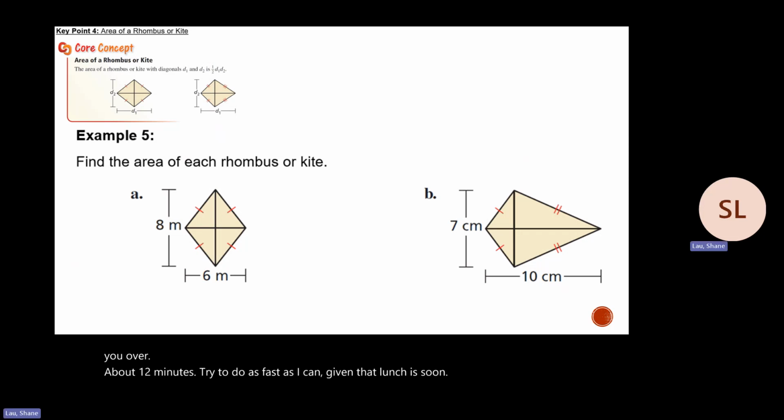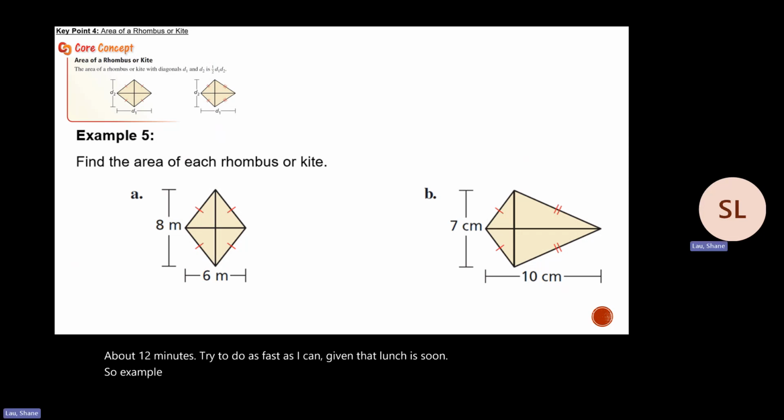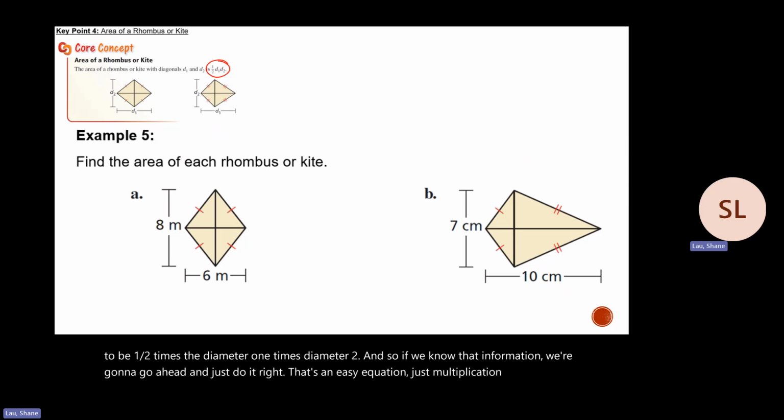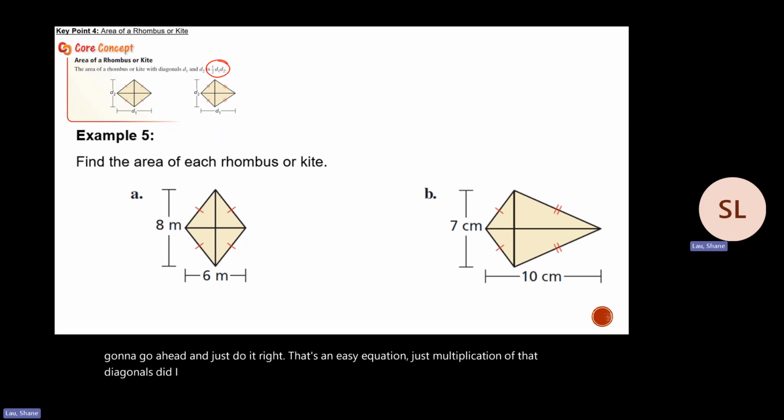So, example 5. We must know that the area of a kite and a rhombus is going to be 1/2 times diagonal 1 times diagonal 2. If we know that information, we're going to go ahead and just do it, right? That's an easy equation, just multiplication of diagonals. Did I say diameters? I think it's diagonals, not diameters. Diagonal 1 times diagonal 2 times 1/2. Okay, so make sure you know that difference.